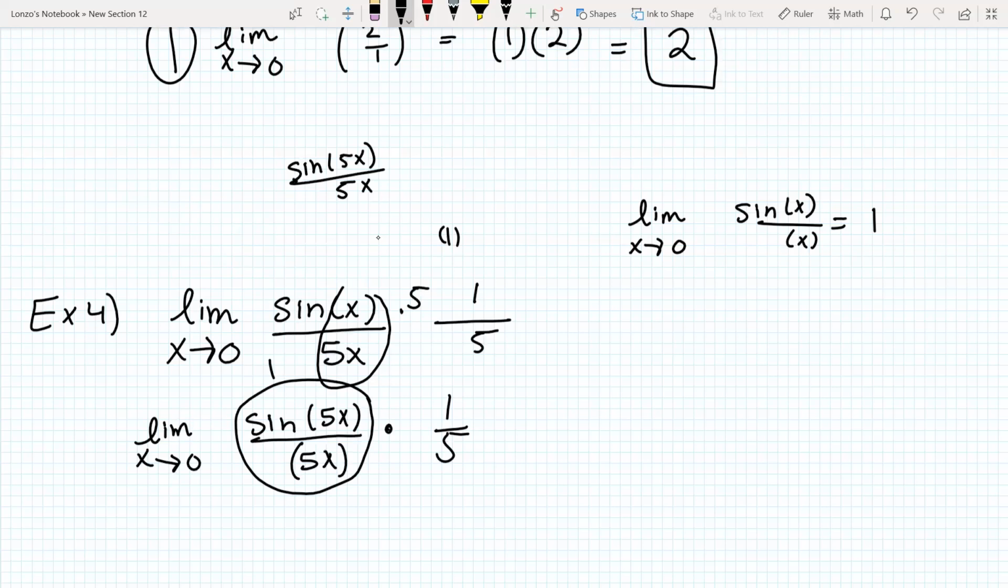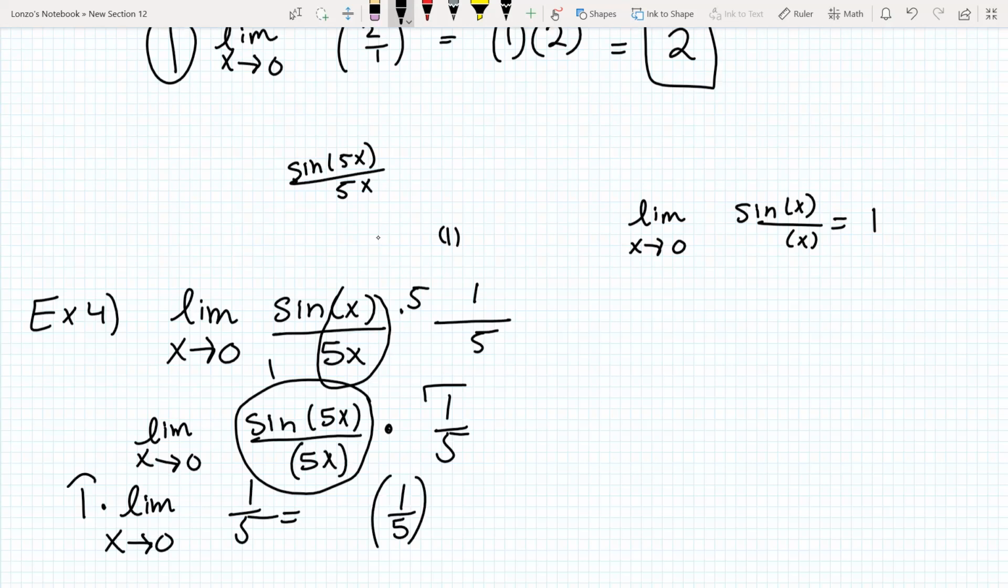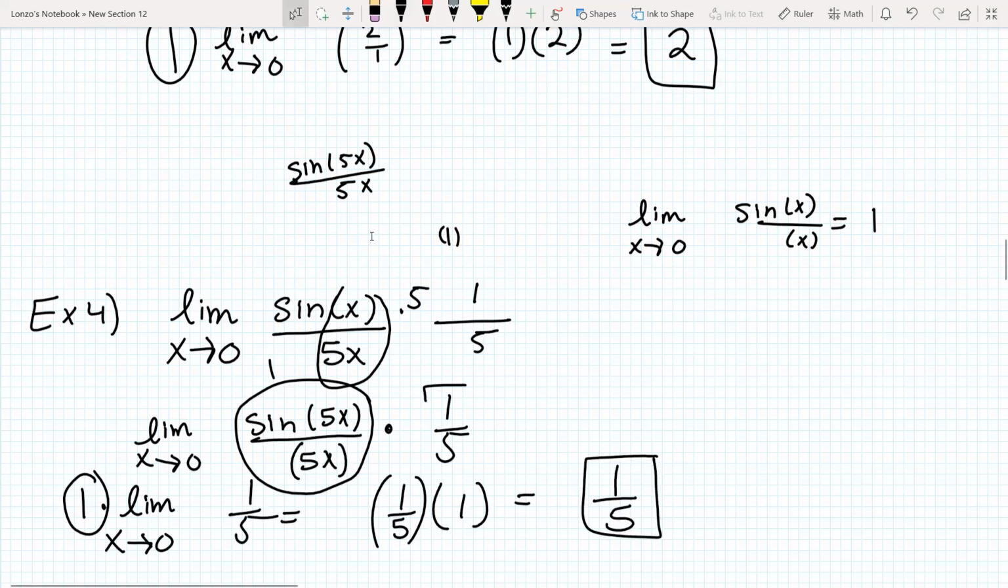So this just becomes 1. So you put that as a constant, so you put that in front of the limit. So it's going to be 1 times the limit as x approaches 0 of, now what we're left over is 1 over 5. Okay, so the limit as x approaches 0 of 1 over 5 is just 1 over 5. Then we have to times this by 1. So 1/5 times 1 is 1 over 5. Okay, so that was example 4.